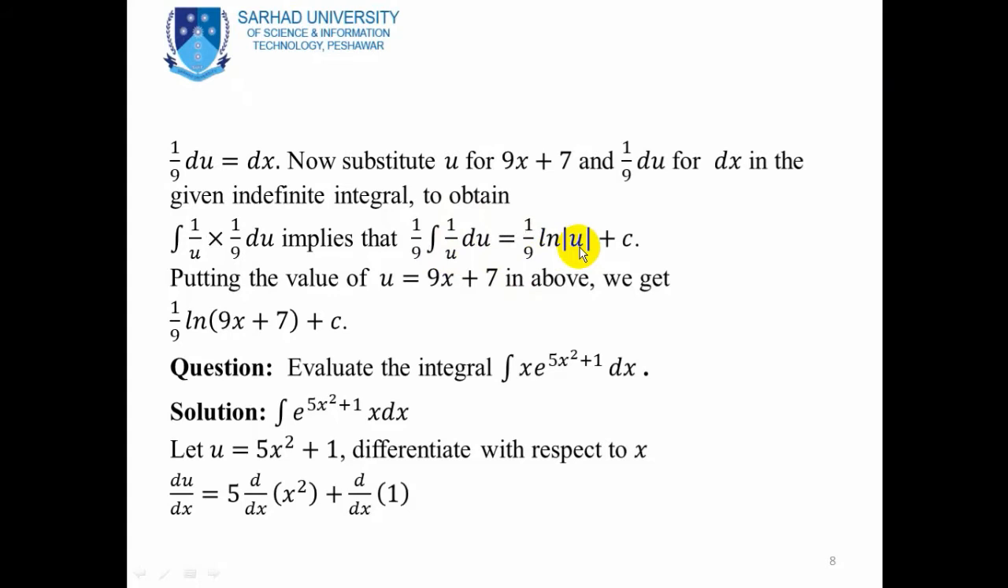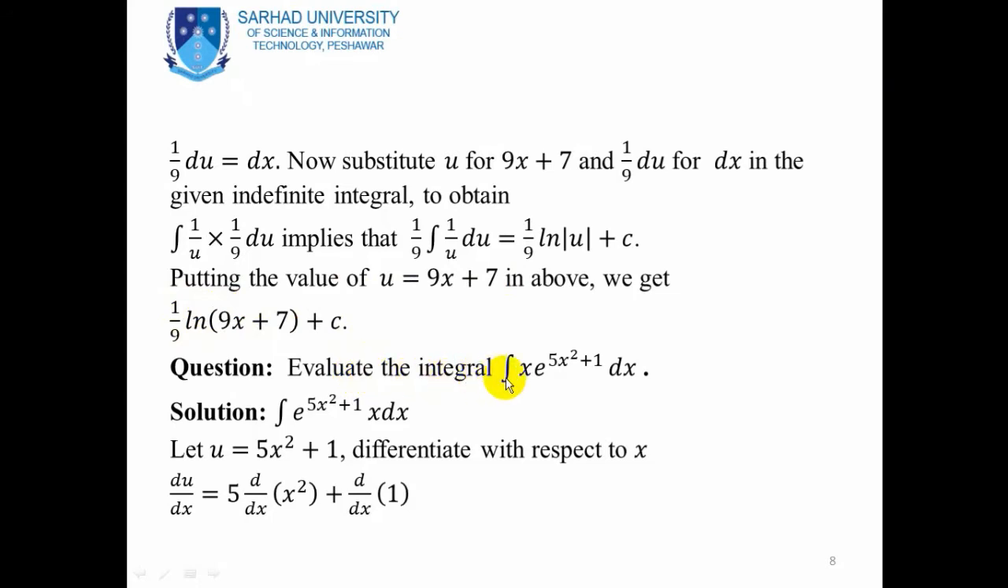So dear students, note that the derivative of log x with respect to x is equal to 1 over x. So the integration of 1 over x with respect to x is equal to log of x plus c, where c is the constant of integration. Now replace this u by 9x plus 7. In the obtained result, we get 1 over 9 into natural log of 9x plus 7 plus c.